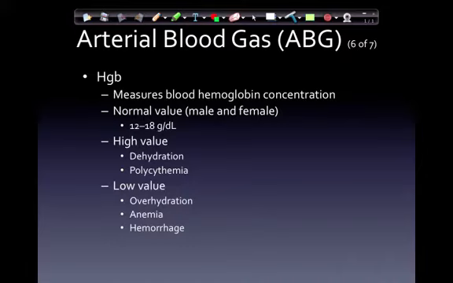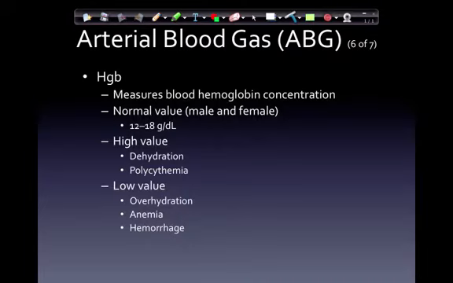Arterial blood gas is continued. Hemoglobin measures blood hemoglobin concentrations. Normal value for male and female is 12 to 18 grams per deciliter. A high value on this would suggest dehydration, where we've concentrated the sample, or they could be polycythemic from continuous hypoxia in the long term, or chronic hypoxia.